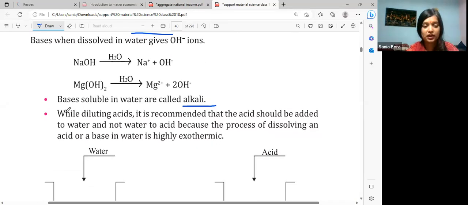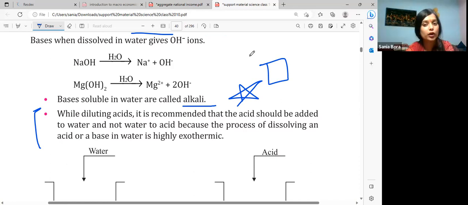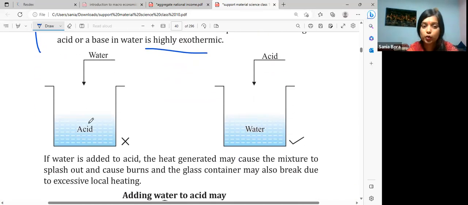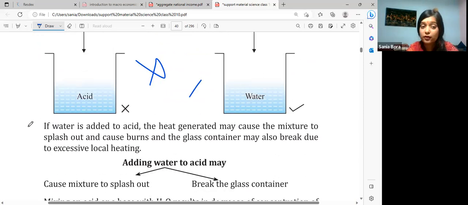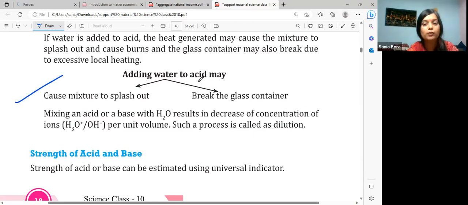Now, while diluting acid, a very, very important part. While diluting the acid, it is recommended that acid should be added to water and not water to acid. This question is very important. For example, this is a glass of water. Instead of pouring water into acid, acid should be added to water. Why? Because the process of dissolving an acid or a base in water is exothermic. When you add water to an acid, it can catch fire sometimes. That's why everyone recommends you should add acid to water, not water to acid. Clear? Yes. Adding water to acid is wrong, but adding acid to water is right. If water is added to acid, the heat generated may cause the mixture to splash out and cause burns, and the glass container may also break due to excessive local heating. So adding water to acid can cause the mixture to splash out and break the glass container.